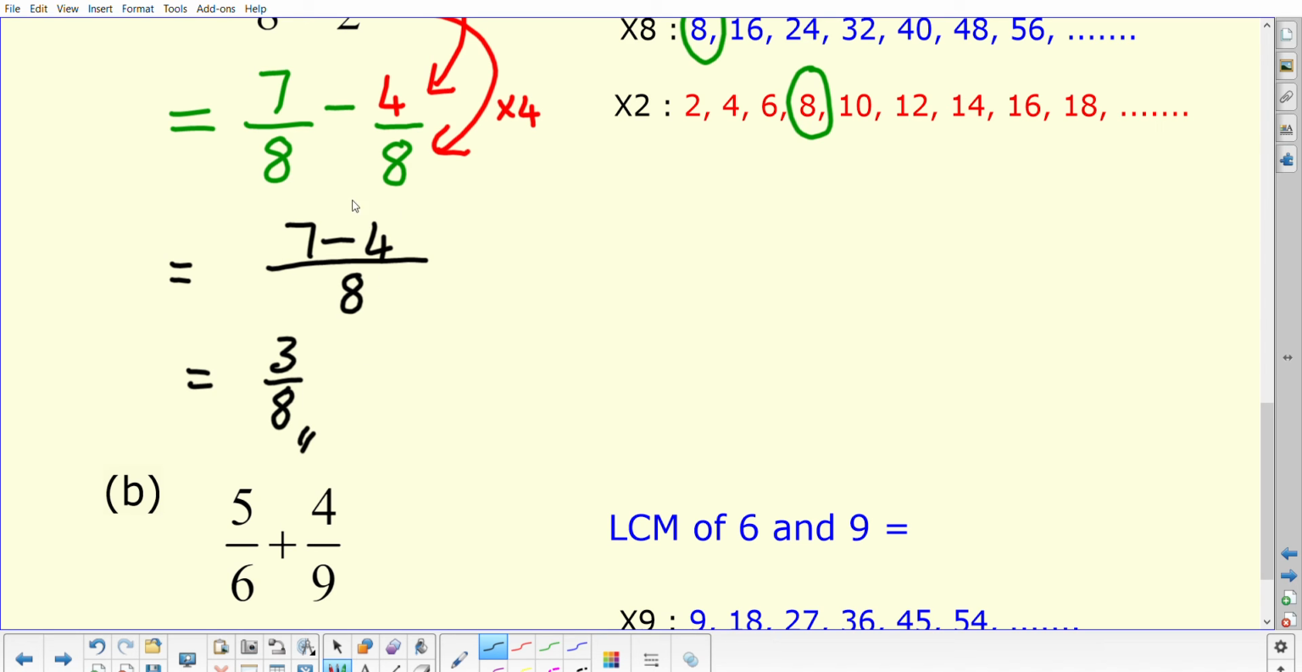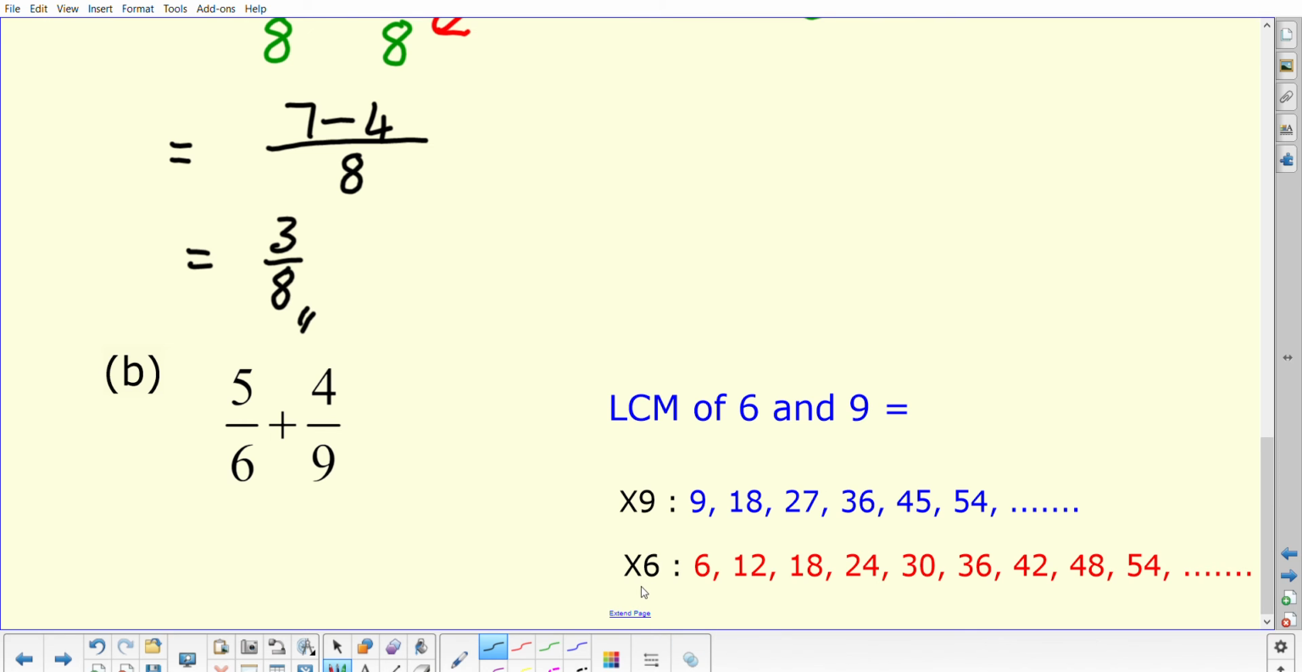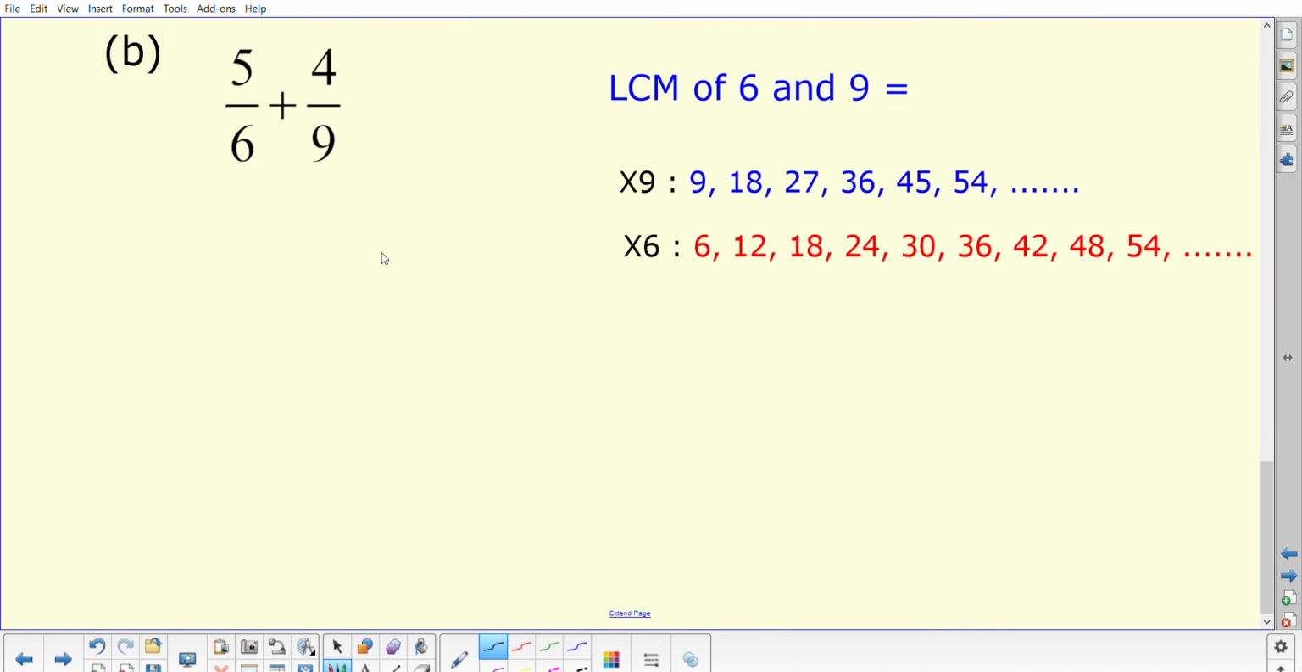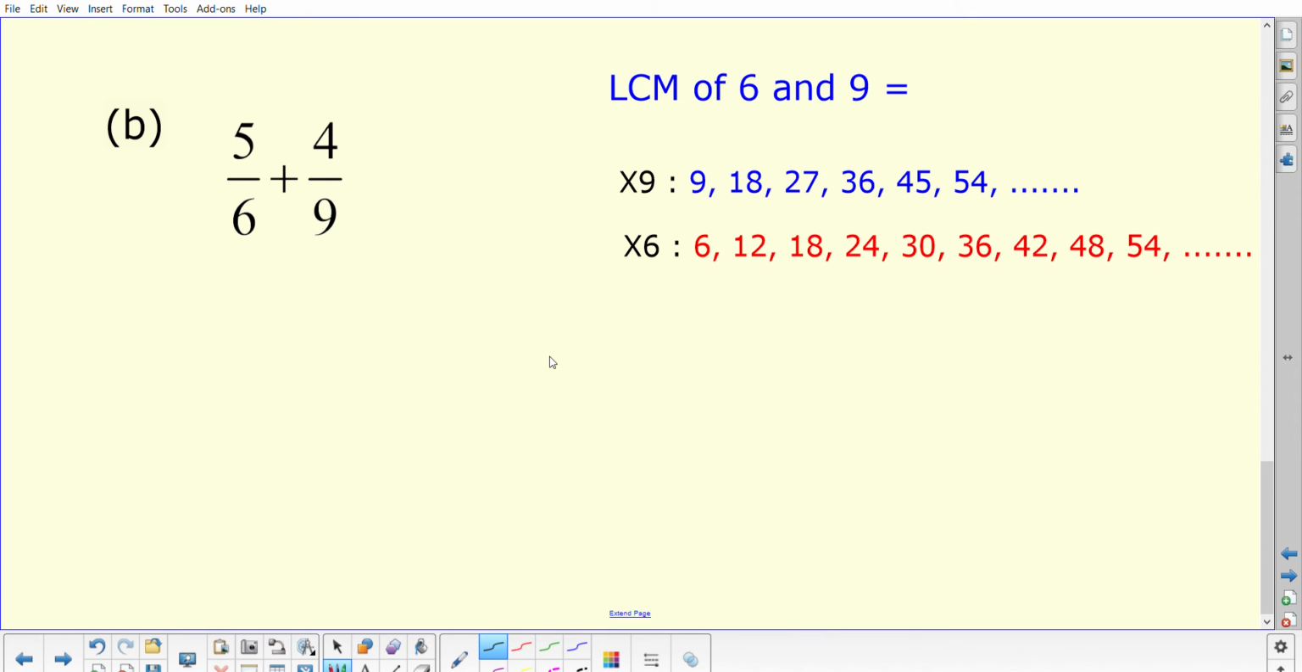Make sure you don't just write 7 take away 4 here. You can miss that line out, it's not essential. You can go from this line down to the 3/8. So that's what happens when you've had to change one of the fractions. Sometimes, like in this next example, we're actually having to change both.